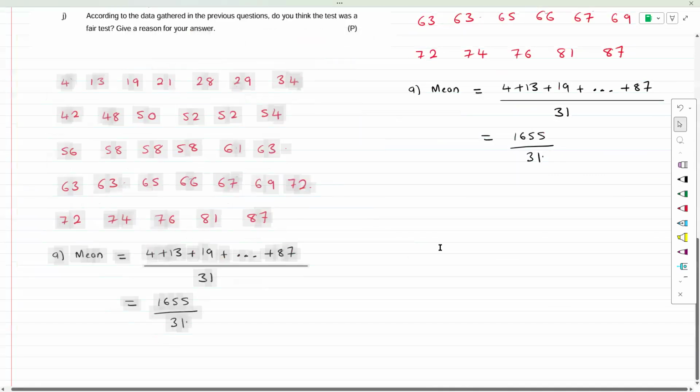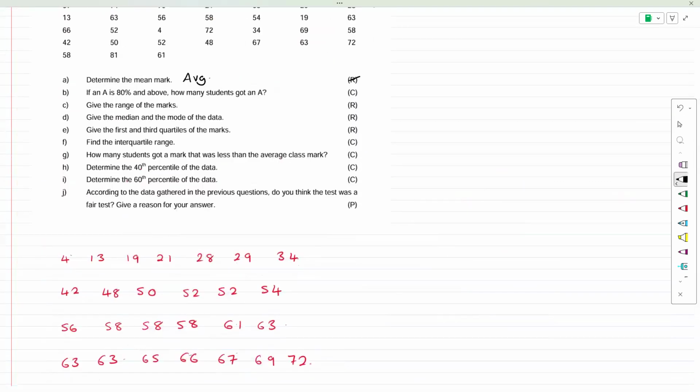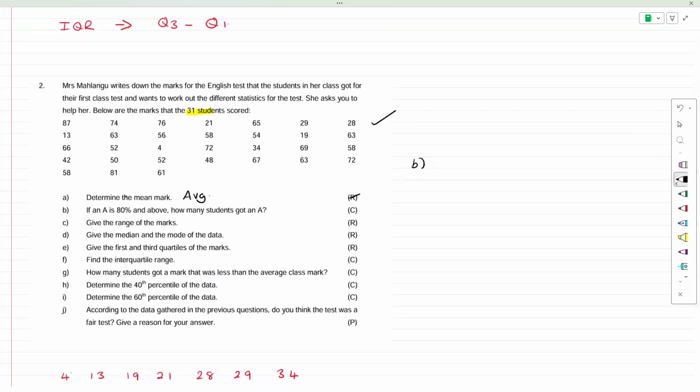Let's try and keep that one there. Cool. Right. Question B is, if an A is 80% and above, how many students got an A? So if we go to this, we look: 1, 2. So only 2 students got an A. Okay. Let's go with question C.